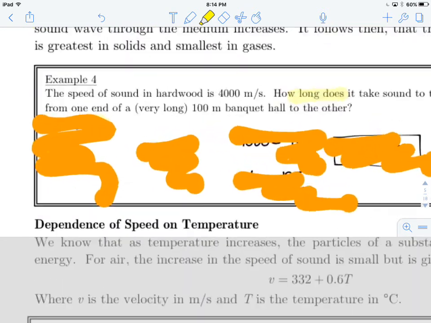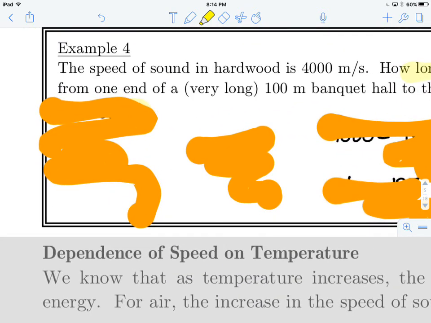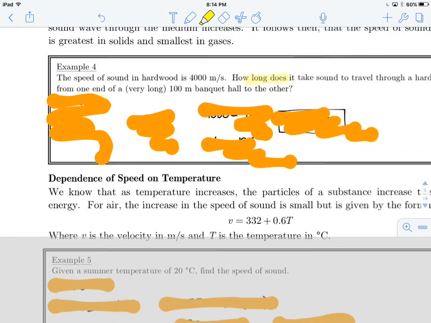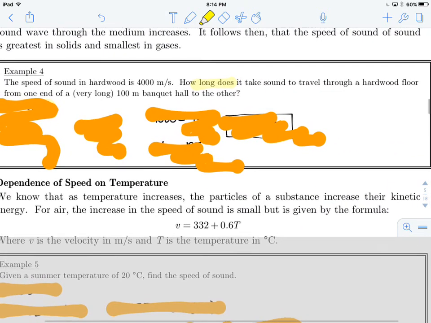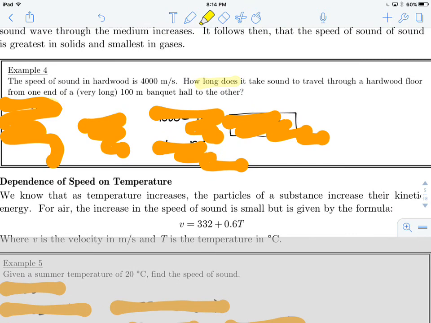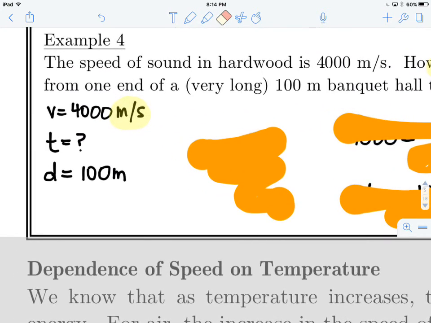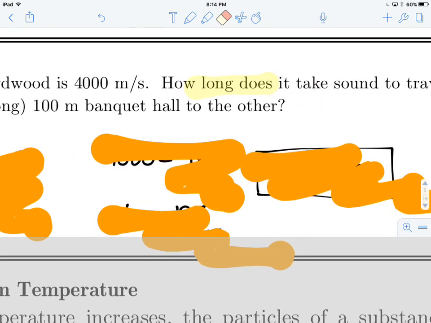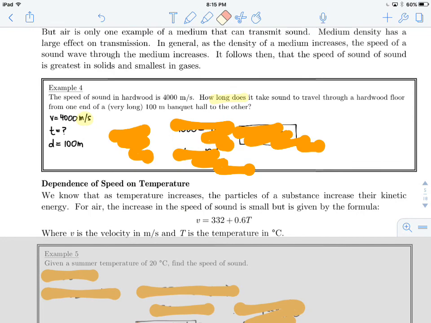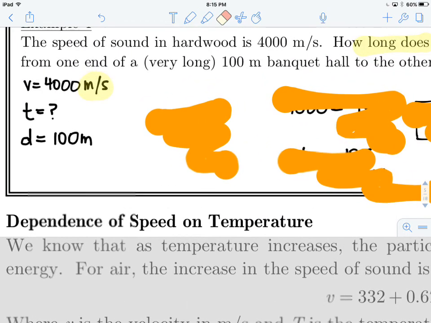Let's take a look at an example of this. The speed of sound in hardwood is 4,000 meters per second. How long does it take sound to travel through a hardwood floor from one end of a very long banquet hall to the other? The banquet hall is 100 meters. How long does this take? So first of all, this is what we're given. We're given the velocity of sound in hardwood is 4,000 meters per second. The time is what we don't know. And that's why I've highlighted how long does it take. This is asking us to find time, okay? And of course, we know the distance the sound's going to travel, it's 100 meters.